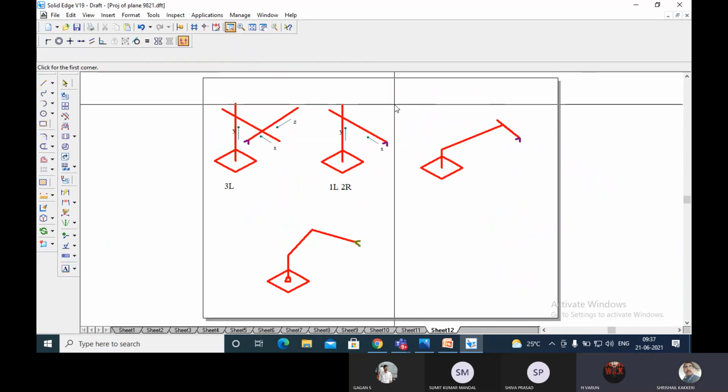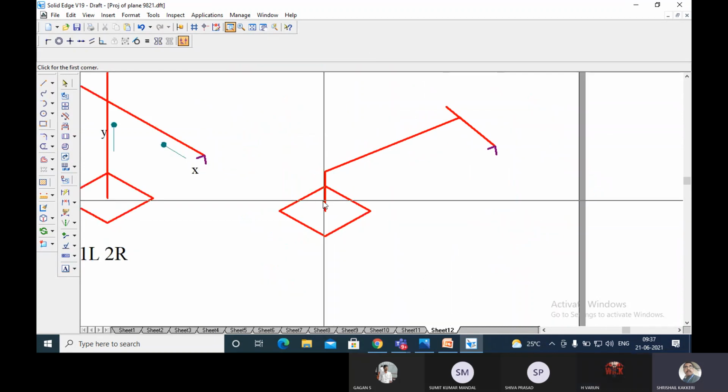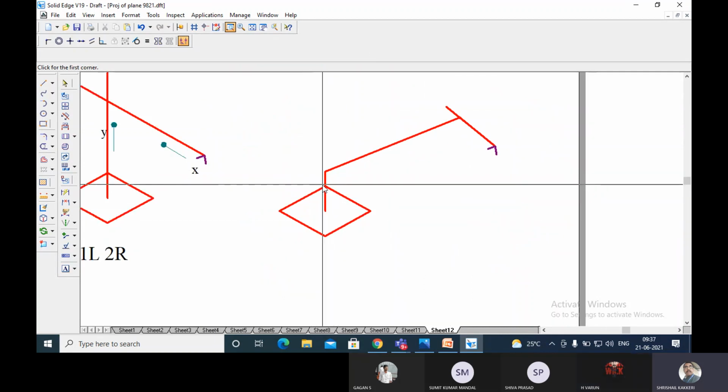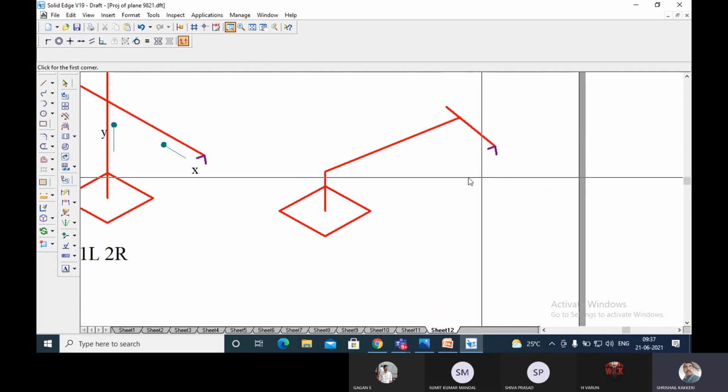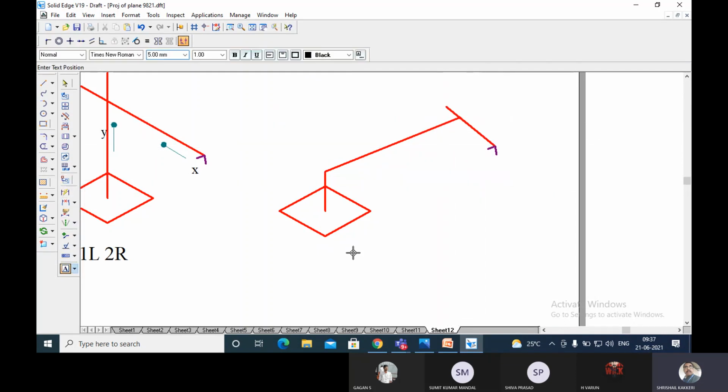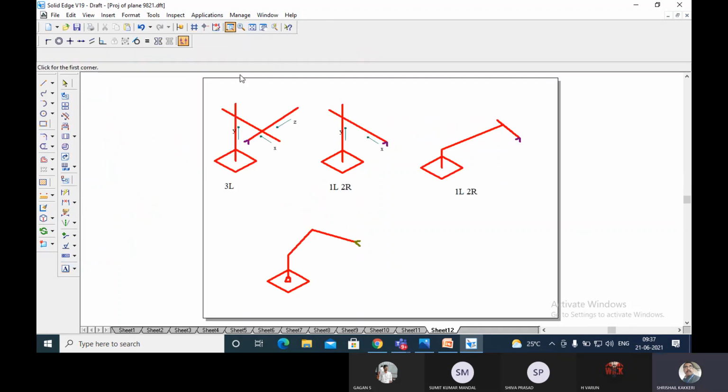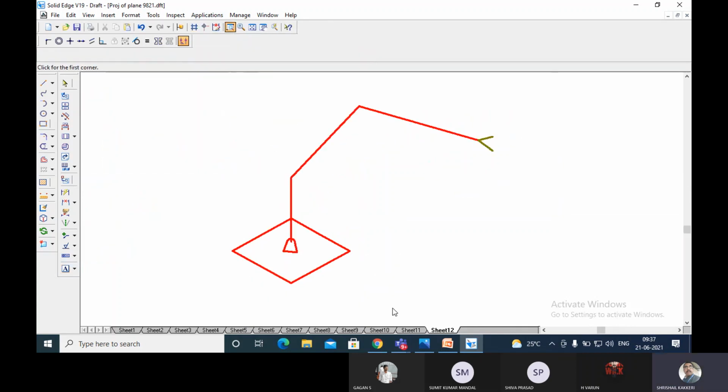Okay, yes sir. The next one, it is able to rotate here, and it is able to rotate here. It can move like this, so that it will have 1L and 2R. And the last one is the giant arm articulated robot, or simply a SCARA robot. You can say this has rotation here, and rotation here, so this is called a 0L and 3R robot.